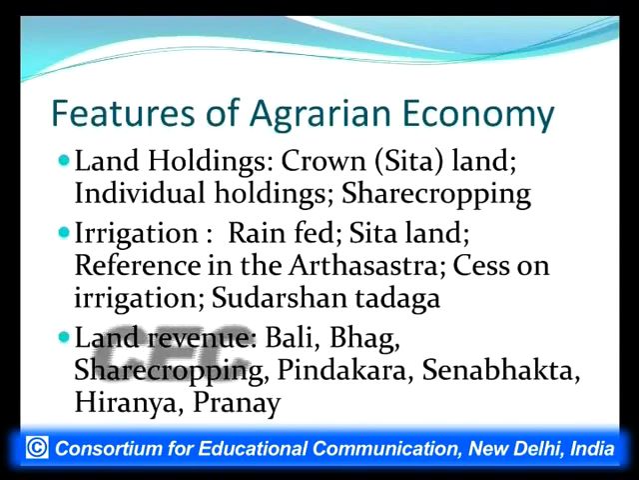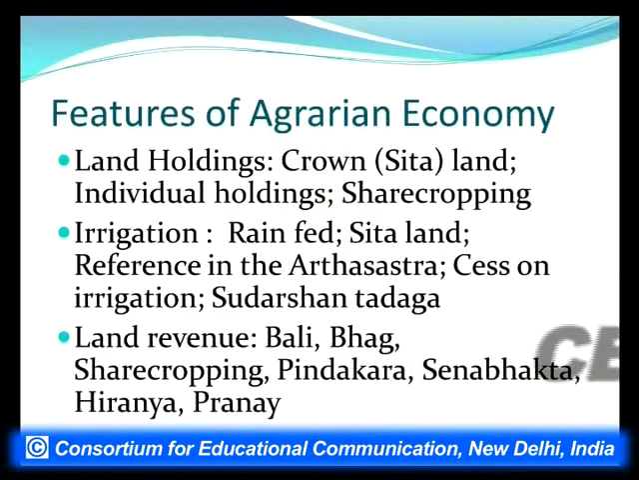Now, irrigation facility in the Sita land, that was state owned land, did not yield any money, but if the irrigation facility was provided to the individual peasants, then a levy or a cess or a tax was imposed as irrigation cess, and it perhaps was 1/5 of the produce. But it is interesting to see that it was imposed only in those areas where the state provided irrigational facility, and not in all the areas.